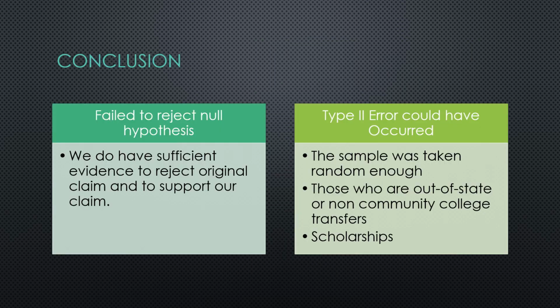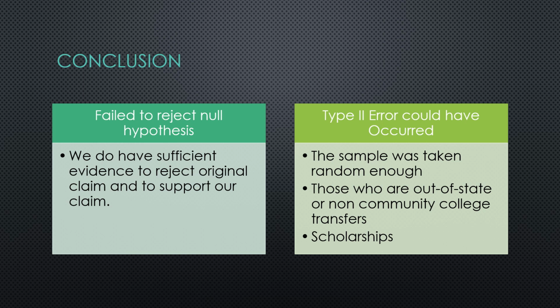Now we're going to go ahead towards our conclusion. Because we failed to reject the null hypothesis this time does not mean that we should just say, okay, $31,000. That just might be because our sampling was done wrong, or our hypothesis testing just wasn't right. So we just say we do not have sufficient evidence to reject the original claim and to support our claim.